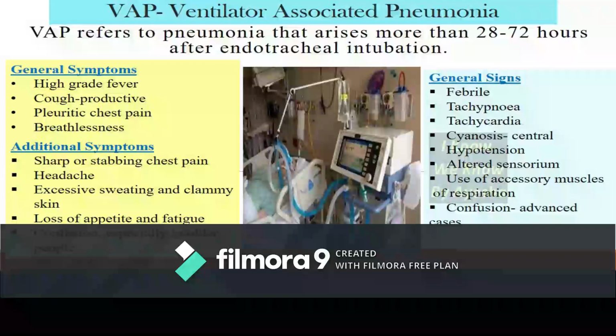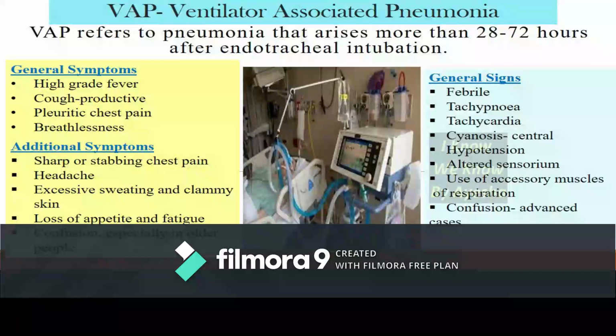Coming to VAP, ventilator associated pneumonia, which refers to pneumonia that arises 28 to 72 hours after endotracheal intubation. The symptoms can be high grade fever, cough, pleural chest pain, breathlessness. Additional symptoms can occur, such as sharp or stabbing chest pain, headache, excessive sweating and clammy skin, loss of appetite and fatigue, and confusion especially in older people.